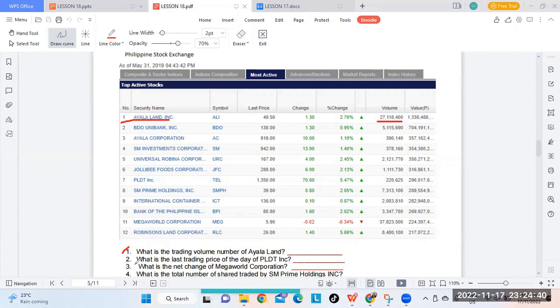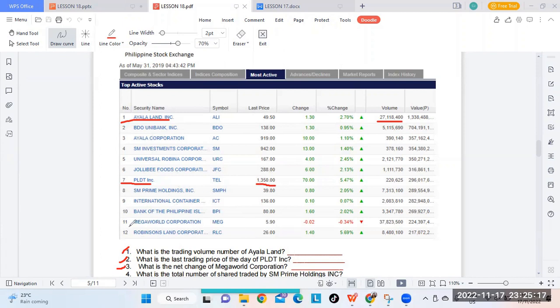Number 2, what is the last trading price of the day of PLDT Incorporated? So let's look for PLDT Incorporated. Ayun, nandun siya sa number 7. And PLDT Incorporated, last trading price. Last price. Okay, that's tama yan. So we have 1,350.